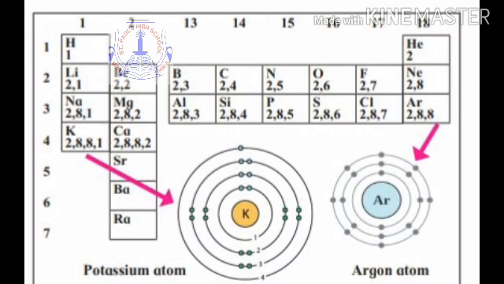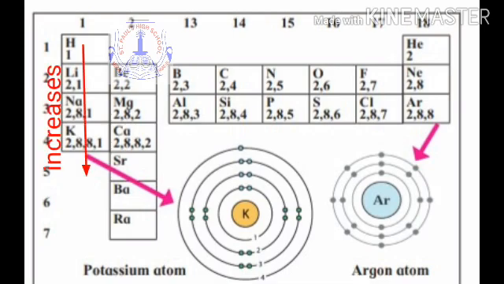And on the basis of atomic radius, we decide the atomic size. Greater the atomic radius, more is the atomic size. Smaller the atomic radius, smaller is the atomic size. So now if you see here, again we see these examples. Atomic size will increase in a group.